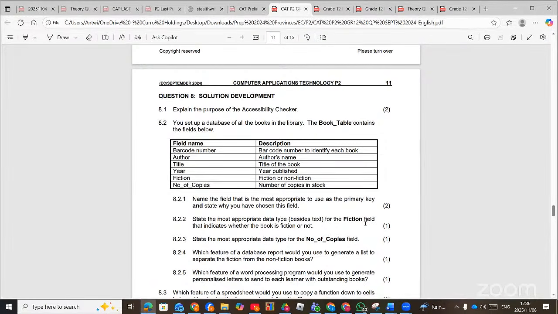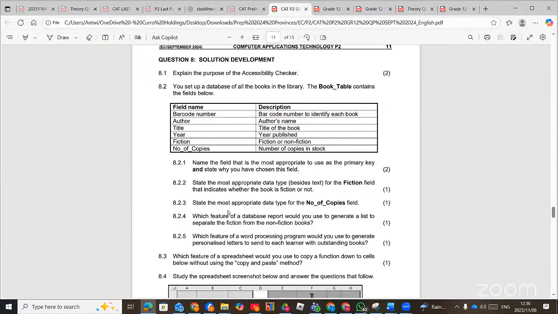For the fiction field, fiction or non-fiction. So it should be yes and no. So there are options. So you say yes and no, the data type. So these are some of the questions that they can ask, giving you a scenario. State the most appropriate data type for number of copies field. Number of copies in stock. So it should be number. Sometimes they can give in currency. If they say options to choose from, it's lookup wizard. So you have to look at for some of these things.